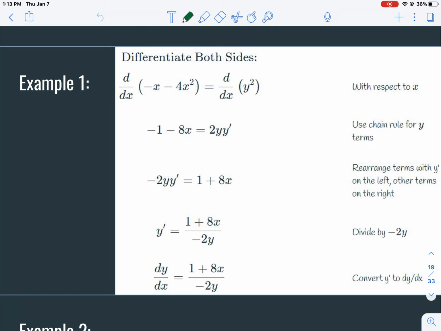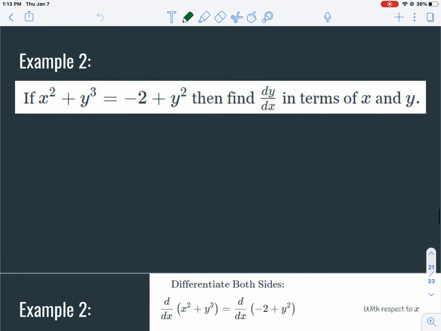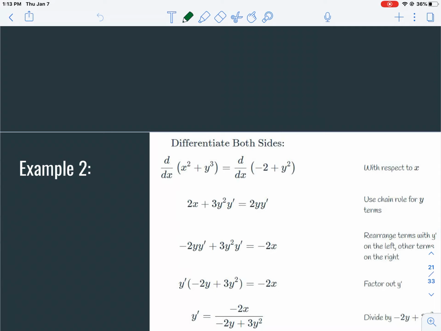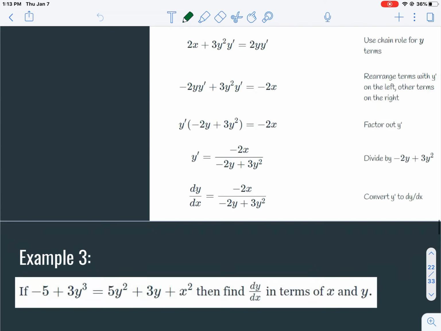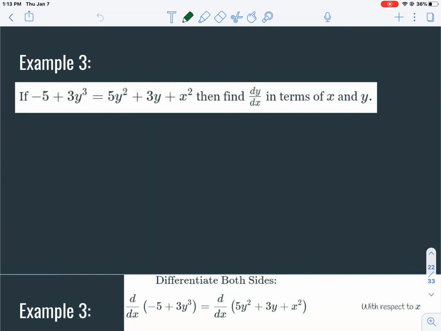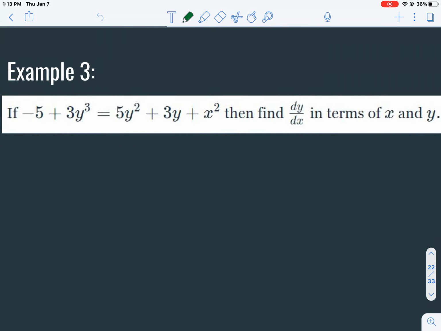But again, the same idea is, we have the same idea here, which is take the derivative of everything, and if you see a term with y, include dy dx, and then solve for dy dx, okay? So I did those first two examples there, right? Let's do this next one here. Okay, so this is example 3, kind of the same way.